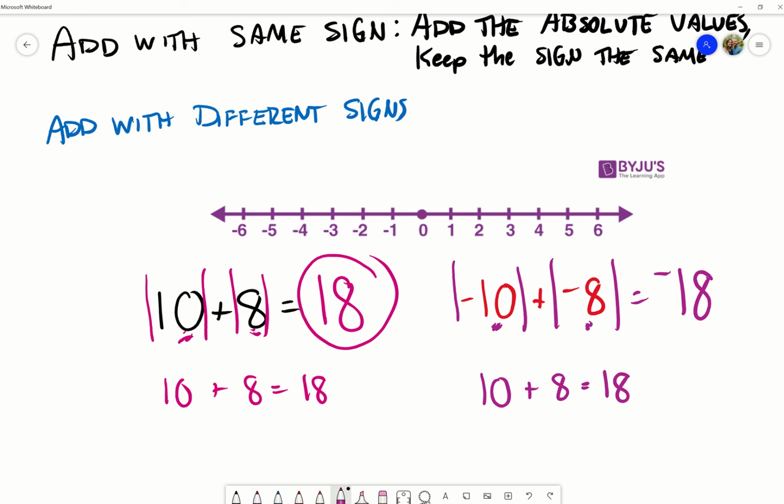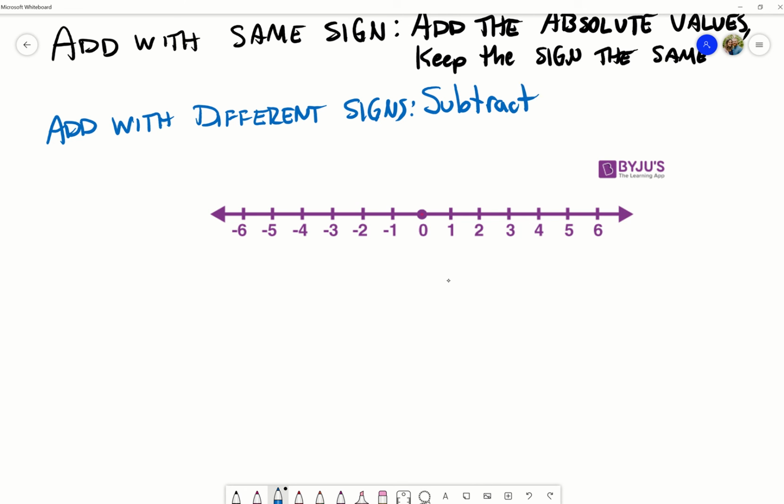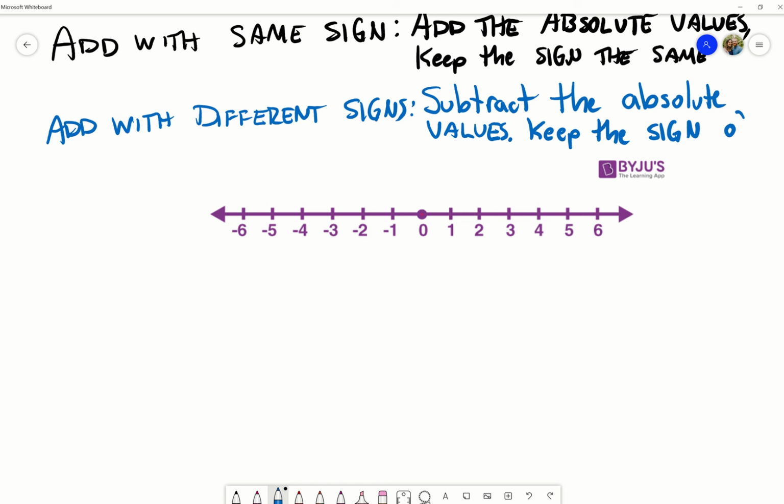All right, now it changes a little bit when both of our numbers have different signs. Okay, so when we have different signs, we actually subtract the absolute values and keep the sign of the larger absolute value. That AV stands for absolute value.